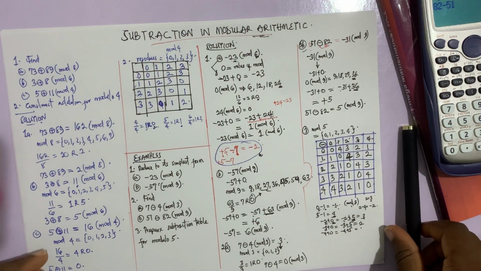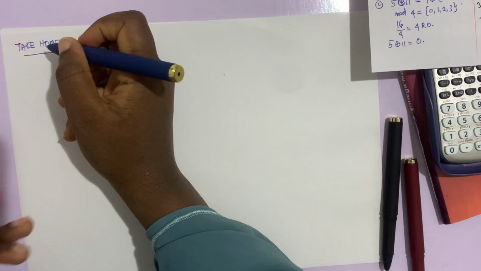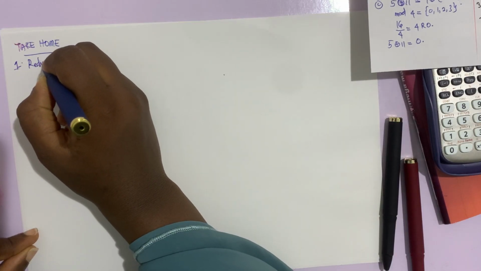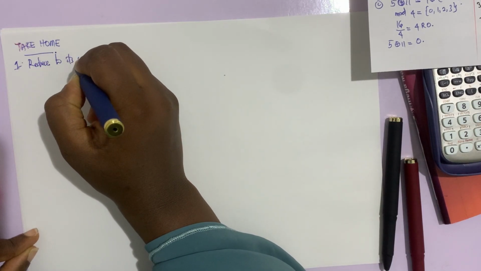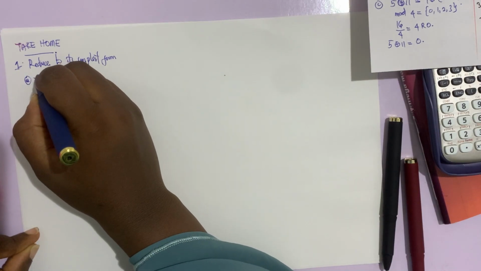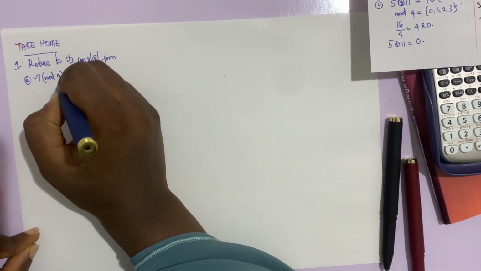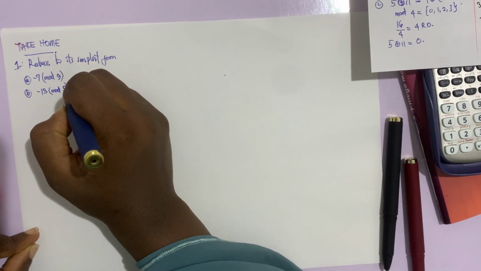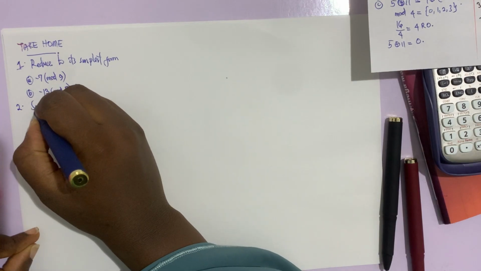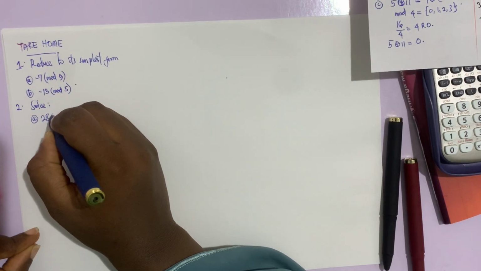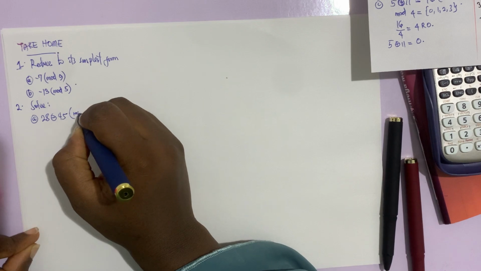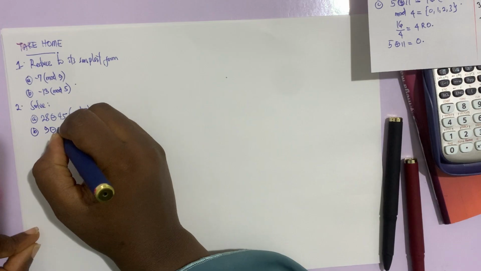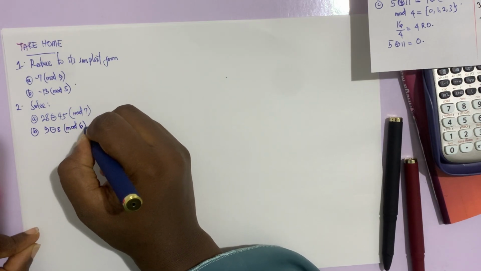Let's take the take-home questions for this concept. Question 1. Reduce to its simplest form: A, -7 in modulus 9. B, -13 in modulus 5. Question 2. Solve A, 28 - 45 in modulus 7. B, 9 - 8 in modulus 6.